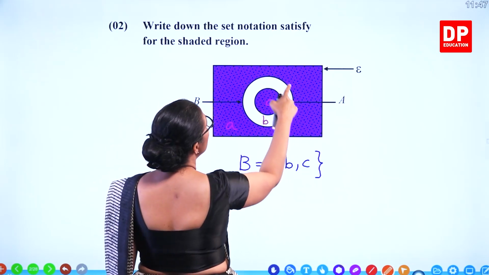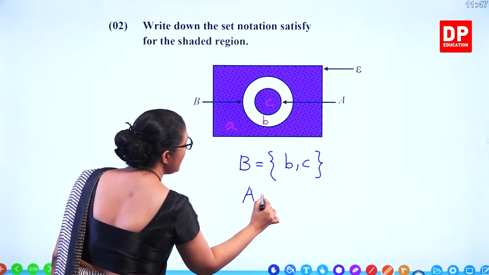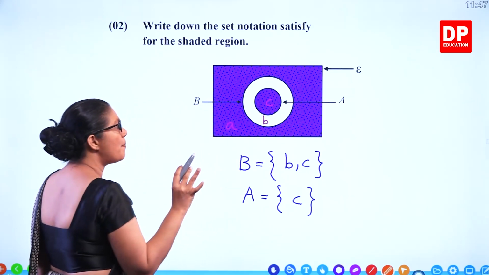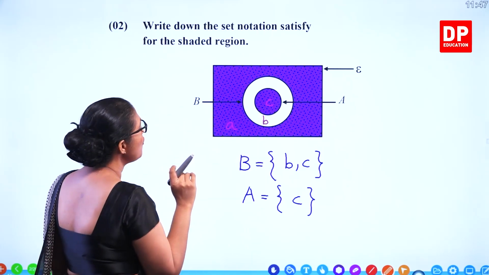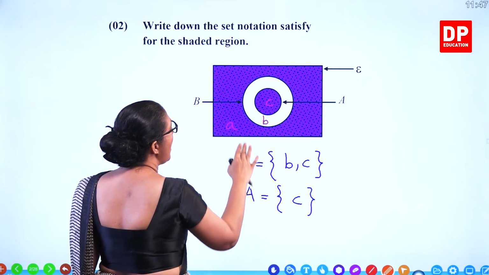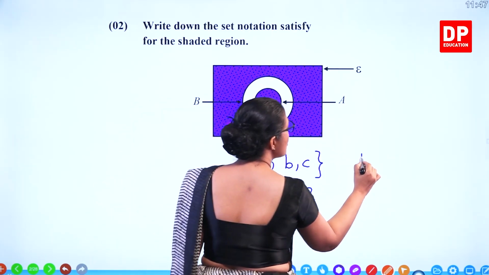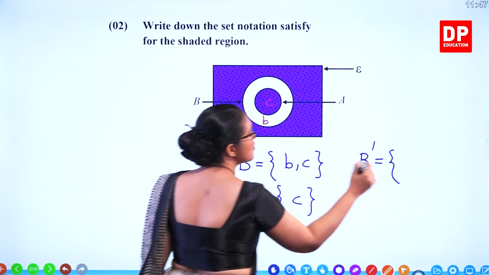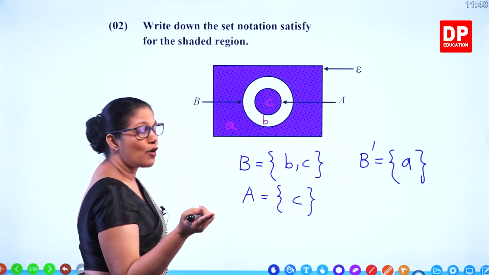What's this one? This is A. A is just C. Now the shaded part you need A and C. So how do you get A and C? C means you need A. And what about this one? We'll take B dash and C. B dash is outside B and C. So that's just A. Now if you take these two, you can find out the shaded part.